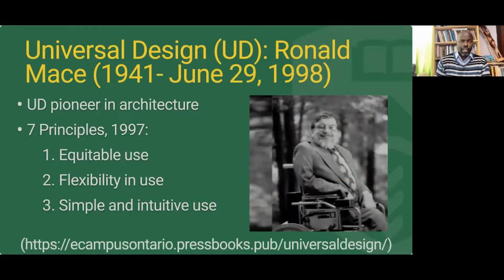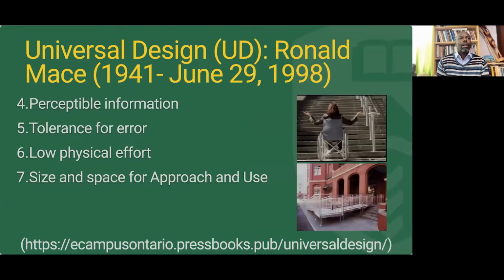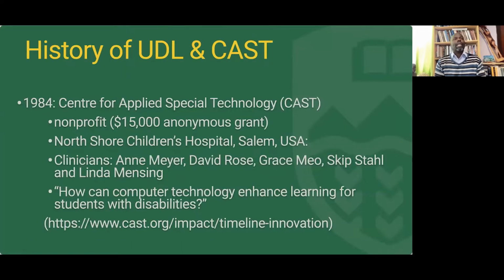Universal design in architecture was pioneered by Ronald Mace, a differently abled individual, and the 7 principles that he developed are: 1, equitable use; 2, flexibility in use; 3, simple and intuitive use; 4, perceptible information; 5, tolerance for error; 6, low physical effort; and finally 7, size and space for approach. Universal design and UDL share similar principles.